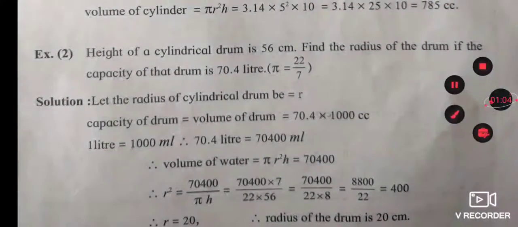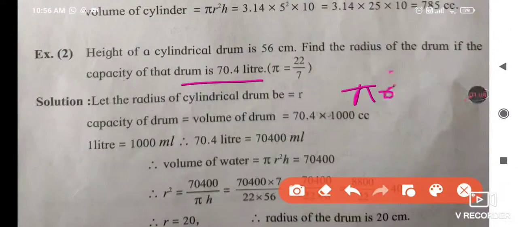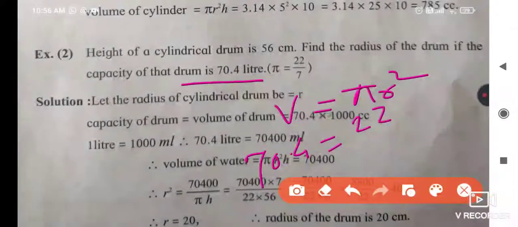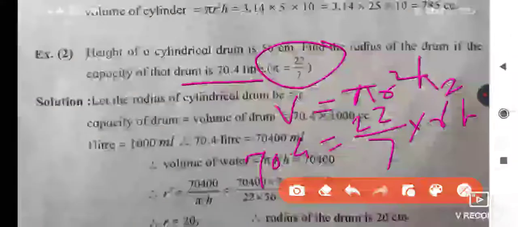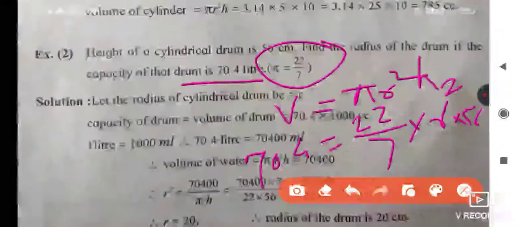In this example volume is given to us. What is the formula for volume? That is pi r square h, the volume of a cylinder. So volume is given, that is 70.4, and pi's value they told us to use, 22 upon 7, and we have to find the radius. So just put the values in volume equals pi r square h. Height is also given, the height's value is 56 centimeter.